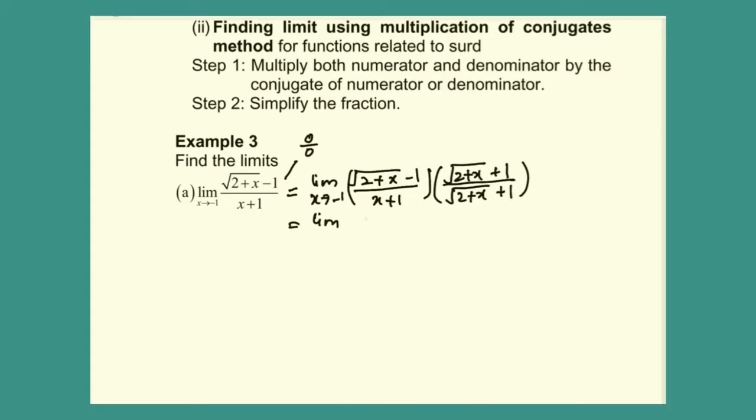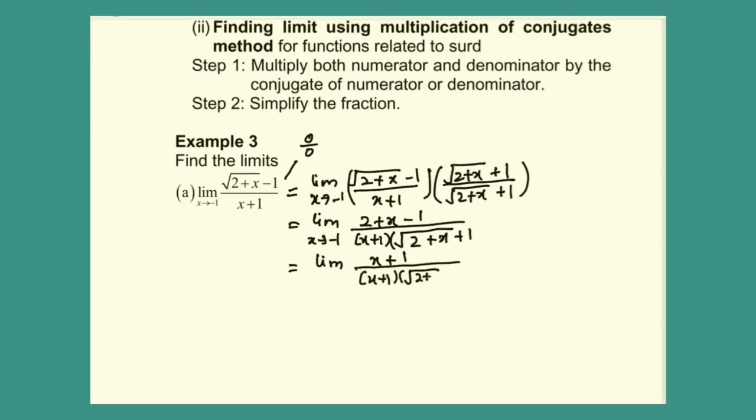Multiply square root of 2 plus x times square root of 2 plus x, which is 2 plus x. Negative 1 times positive 1 is negative 1, over (x plus 1) times (square root of 2 plus x, plus 1) as x approaches negative 1. Here is the limit of (x plus 1) over (x plus 1)(square root of 2 plus x, plus 1) as x approaches negative 1.